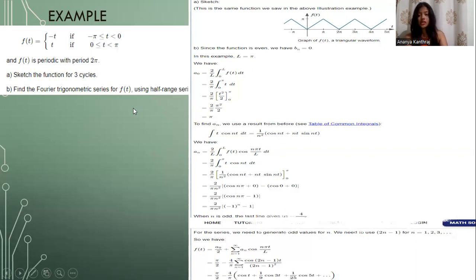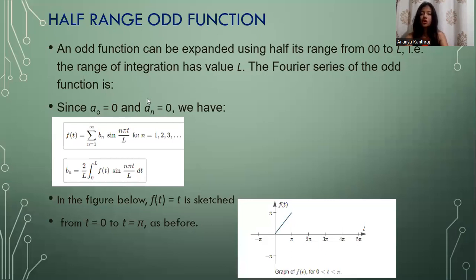So let's move on to the next section. Half-range odd function. So what is basically a half-range odd function? An odd function can be expanded using half its range from 0 to L, that is, the range of the integration has a value L. So the Fourier series of the odd function is as follows. Since a0 is 0 and an is 0, we have the formula f of t equals summation from n equals 1 to infinity b n into sine n pi t by L for n equals 1, 2, 3, and so on.